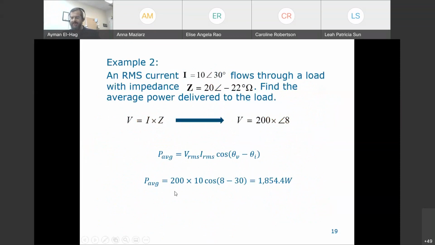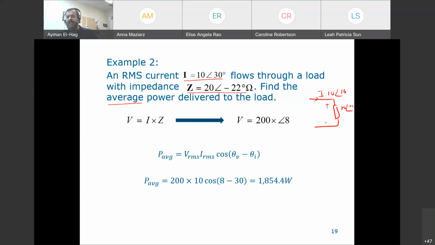This is a very straightforward example. An RMS current I equal to this. This is your I, and this is your Z. We need to find the average power delivered to the load. So we have basically a load and a current coming here. The current is 10 angle of 30, and the load is 20 angle of minus 22.